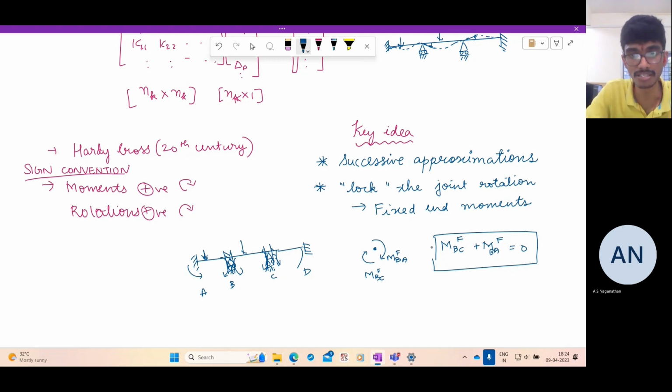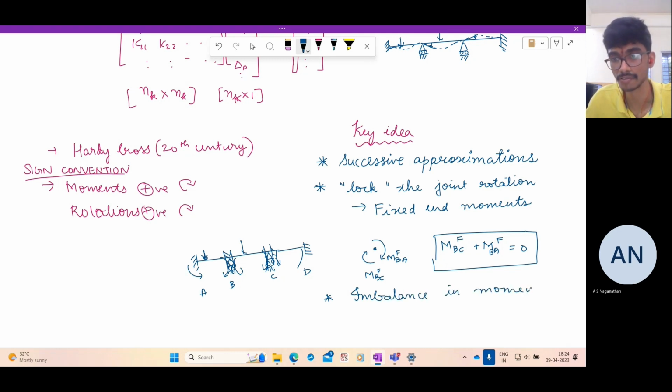So once we lock the joint rotation, there will be fixed end moments that are generated, but the fixed end moments on both sides of the joint need not necessarily be the same, because that is not the correct solution to this problem. So there will be an imbalance in moments at the joints.